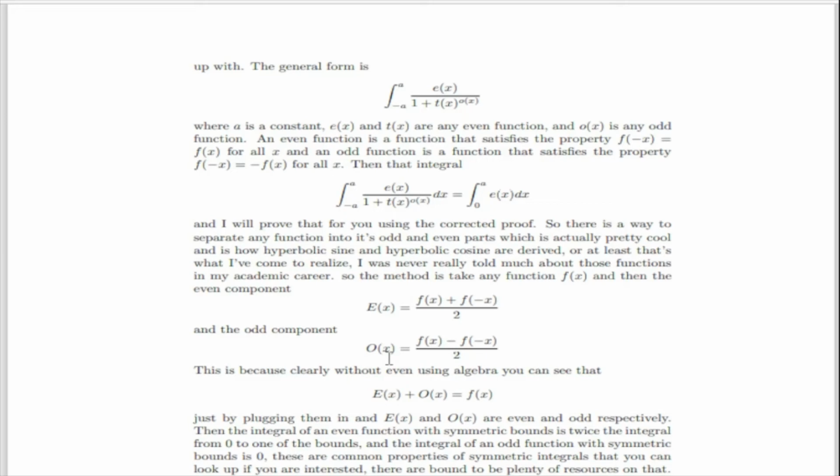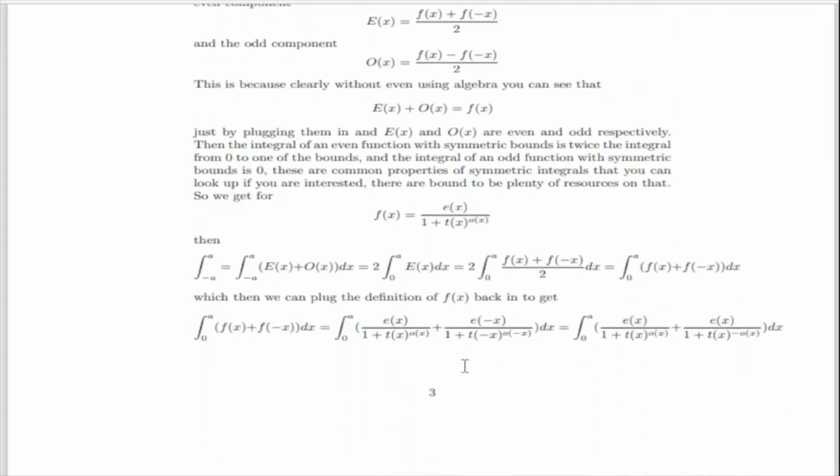So this is because clearly, without even using algebra, you can see that E of x plus O of x equals f of x. And I'll show you why. So you have f of x over 2 and f of x over 2. Those add together just to give f of x. And f of negative x over 2 minus f of negative x over 2, those cancel out to be 0. So it equals f of x when you add them together. Just by plugging them in, you get E of x and O of x are even and odd respectively, just because plugging in negative x for them, you get the same thing.